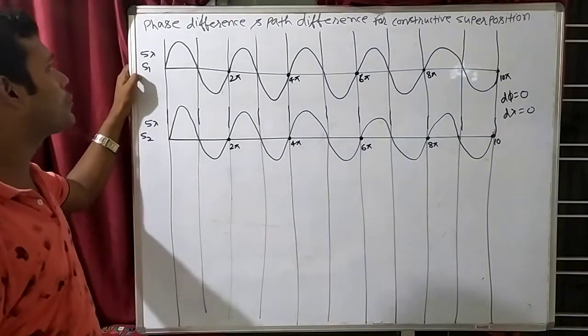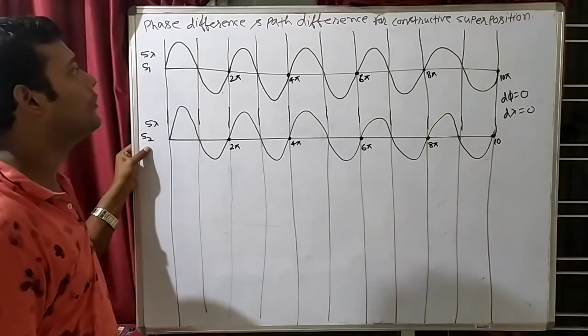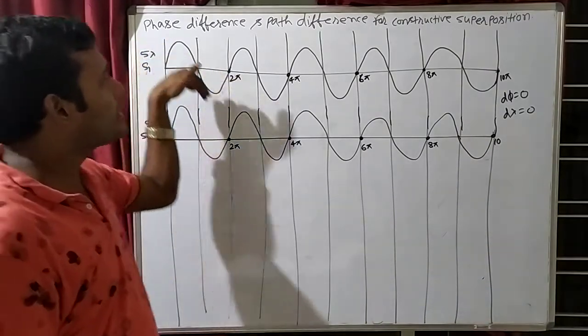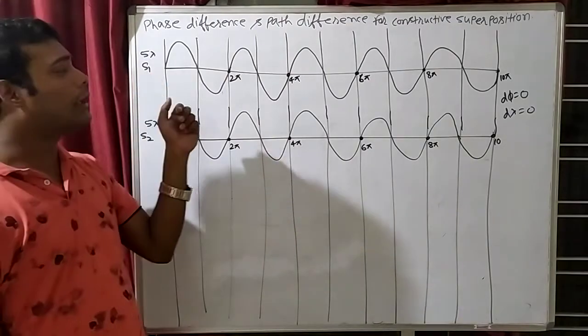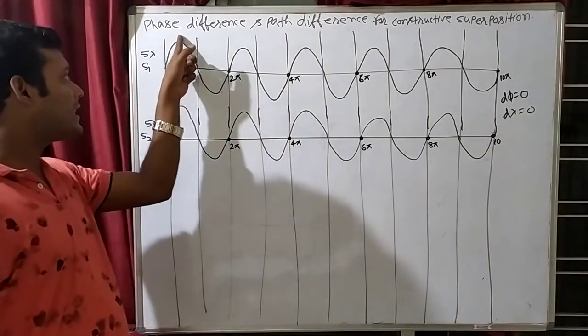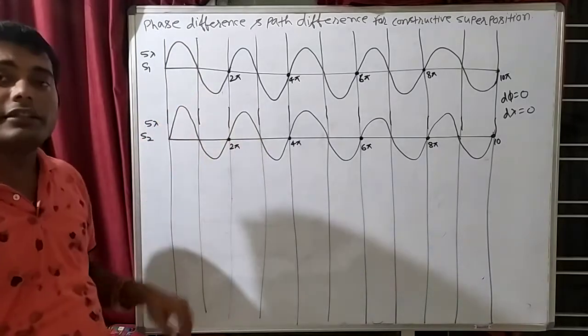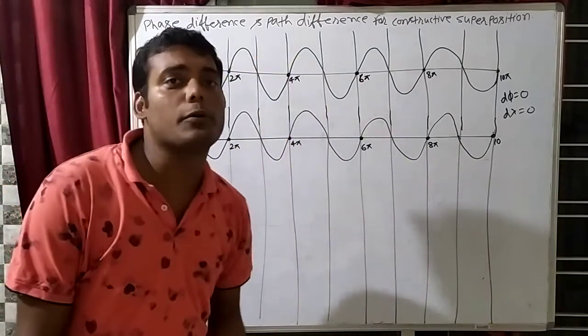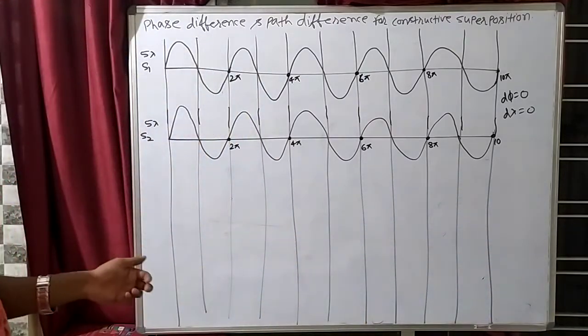Suppose this is our first source S1. This is our second source S2. And both sources are giving a wave. Here, what can you notice? You can notice that crest is over crest, and trough is under trough. That means this is constructive superposition. That means here the amplitude will be the summation, A1 plus A2, something like that.